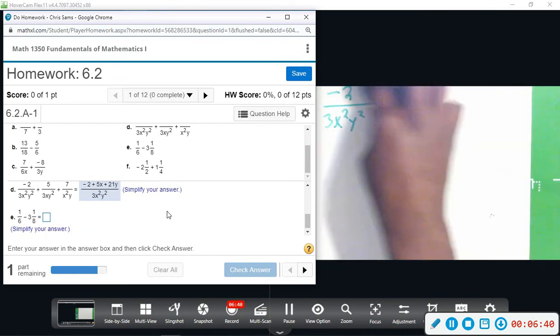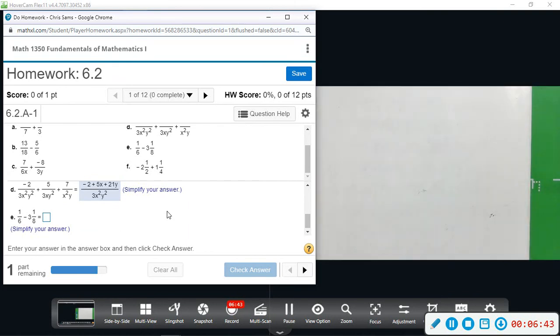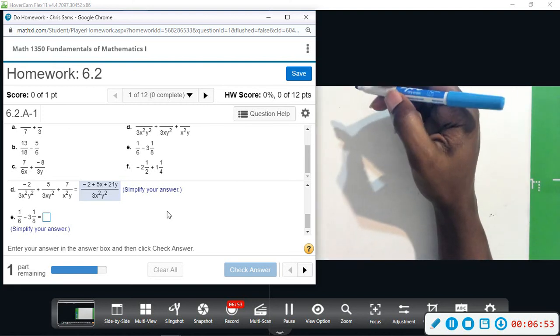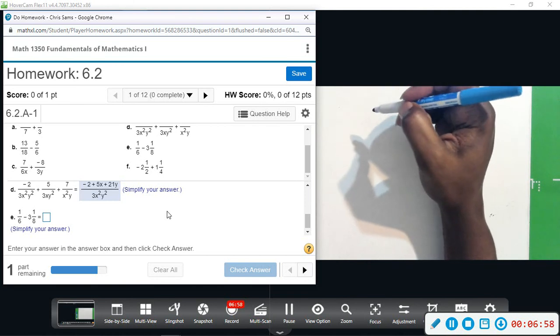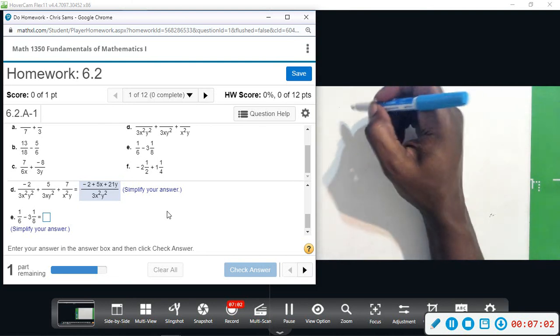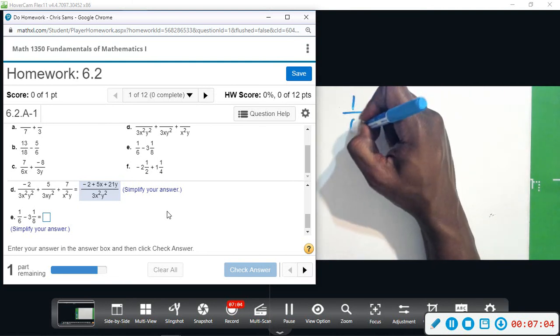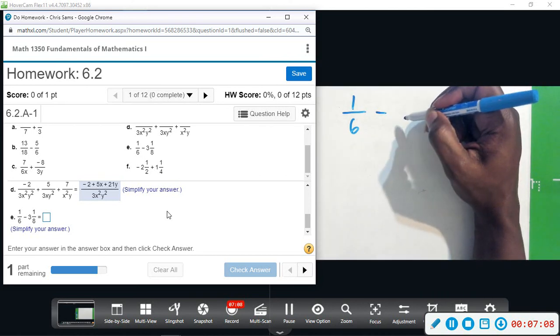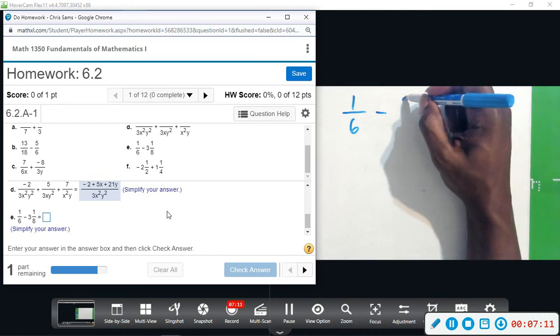Okay, E. We have a mixed number. So it would probably benefit us to go ahead and convert to a mixed number. So we're going to say 1/6 minus 8 times 3 is 24 plus 1 is 25.